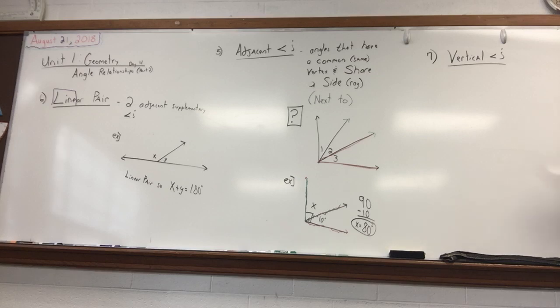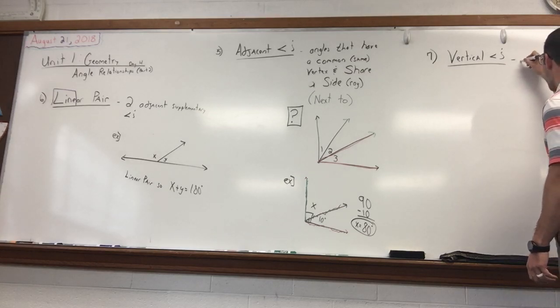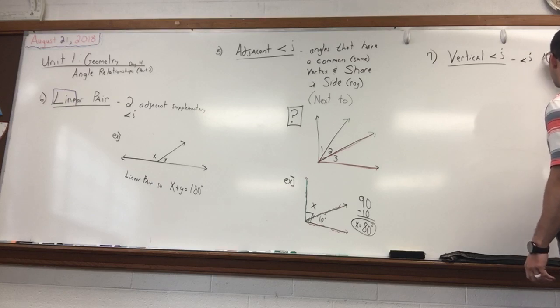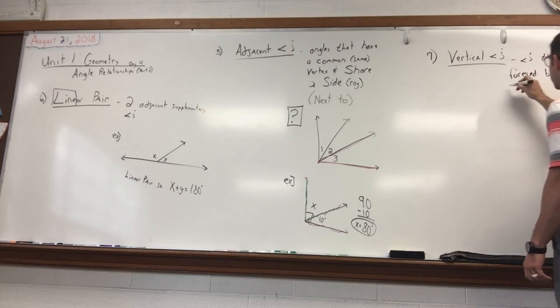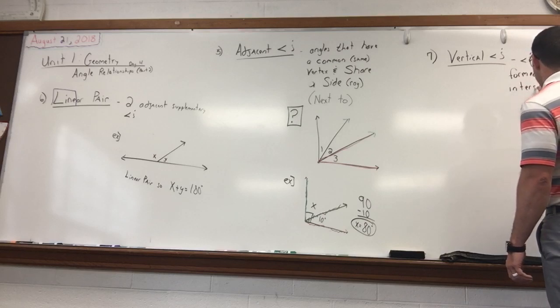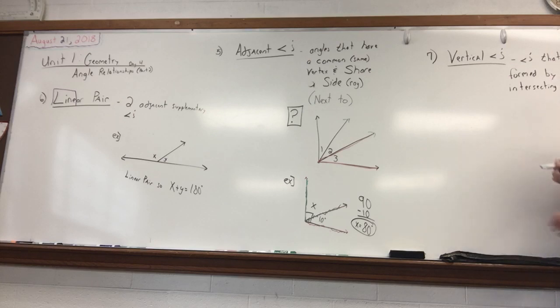So, vertical angles. Angles that are formed by two intersecting lines. So that's first. They're formed by two intersecting lines. Intersecting means they cross. Well, there's something else that has to happen.